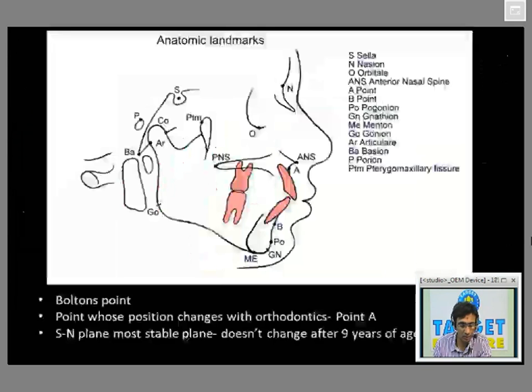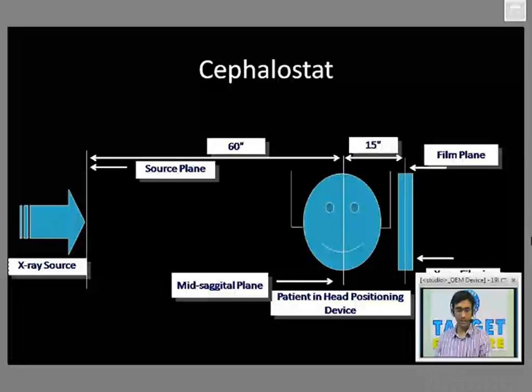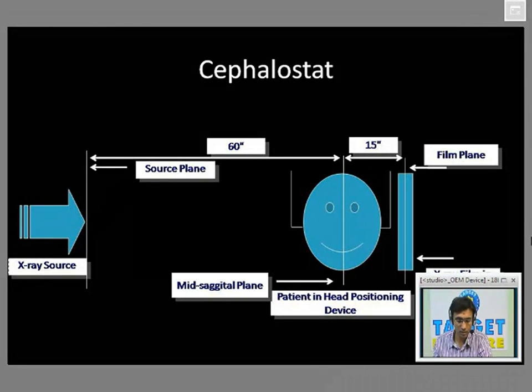Now there is a request to repeat the cephalostat. Now this is the cephalostat. We have the X-ray source, we have the patient in a head positioning device which goes into the ears of the patient. At the same time, the X-ray film for the lateral cephalogram is placed at a distance of 15 inch from the patient. The distance from the X-ray source to the mid-sagittal plane of the head of the patient is 60 inch, which is 5 feet, since 12 inch is 1 foot. So the distance from the X-ray source to the mid-sagittal plane is 5 feet, and the distance from the X-ray source to the X-ray film will be 15 inch more, so it will come out to be 6 feet and 3 inch.